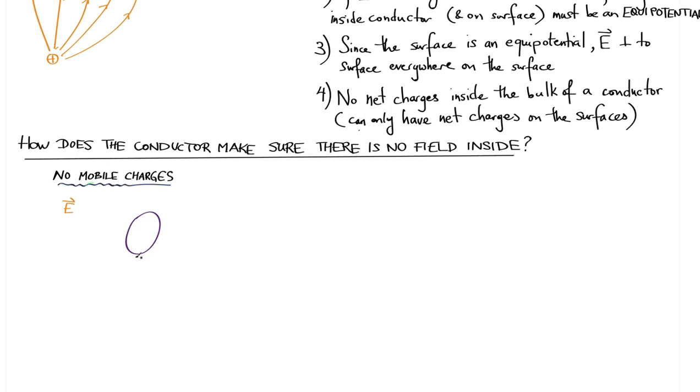So let's imagine there are no mobile charges, the electrons can't even polarize, and I apply some constant electric field. If I have no mobile charges, the electric field is just going to go right through this object. So there's just going to be some constant electric field inside. Now let's imagine the case in which there are mobile charges.